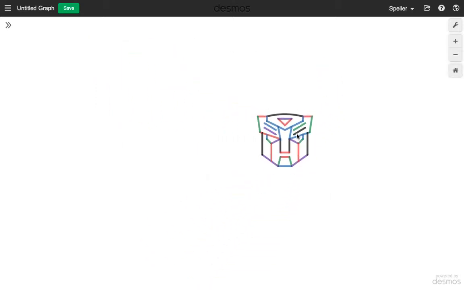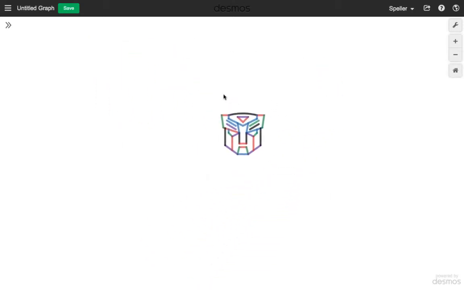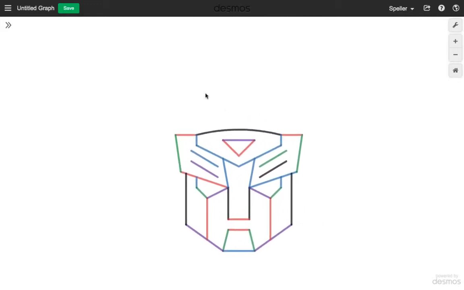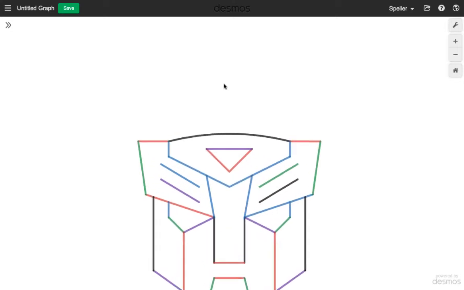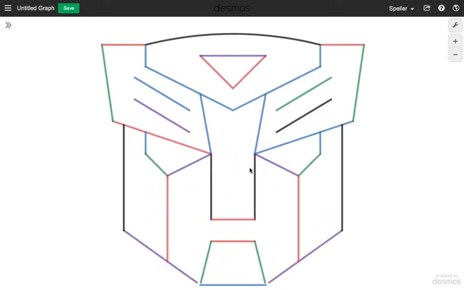Here we have our Autobot insignia / logo. And with Desmos, we can change the size here, move it around, and just go from there.